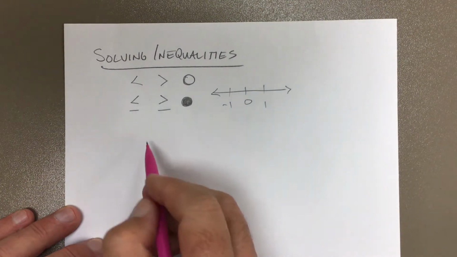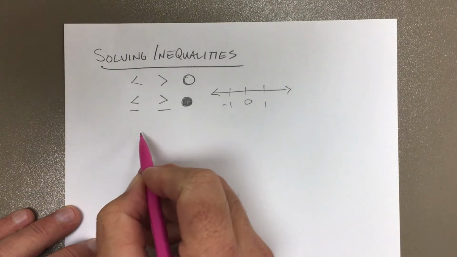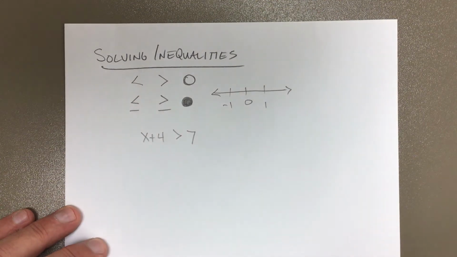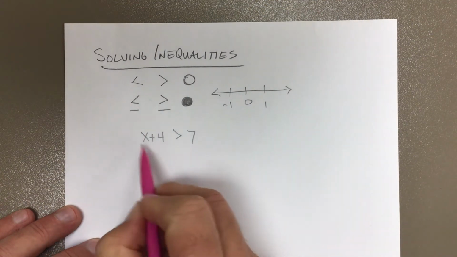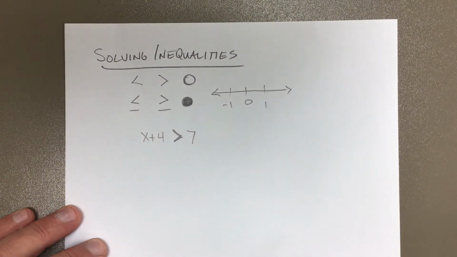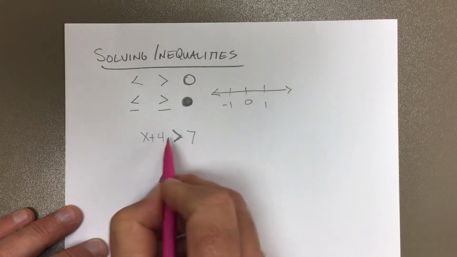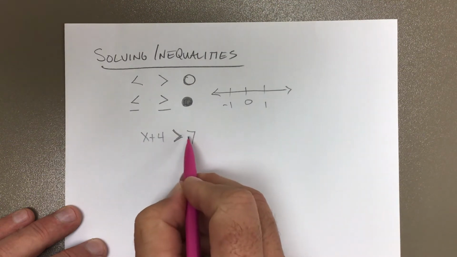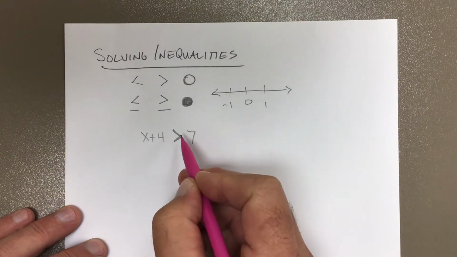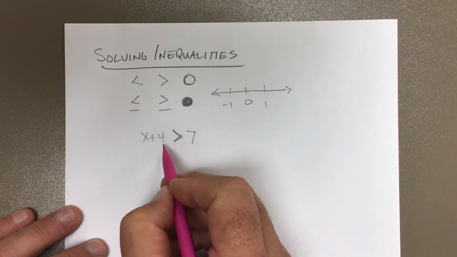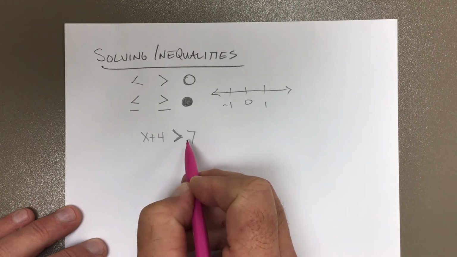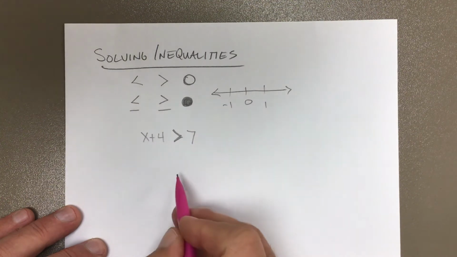The hint is that if you can keep the variable on the left-hand side, so x plus 4 is greater than 7, right? If I can keep the variable on the left-hand side, then the direction of the arrow will tell me which way to shade. What do I mean by that? All right, so x plus 4 is greater than 7. I need numbers that are greater than 7. 8, 9, 10, and honestly 7.01 is greater than 7. So all these numbers in between come into play as well.